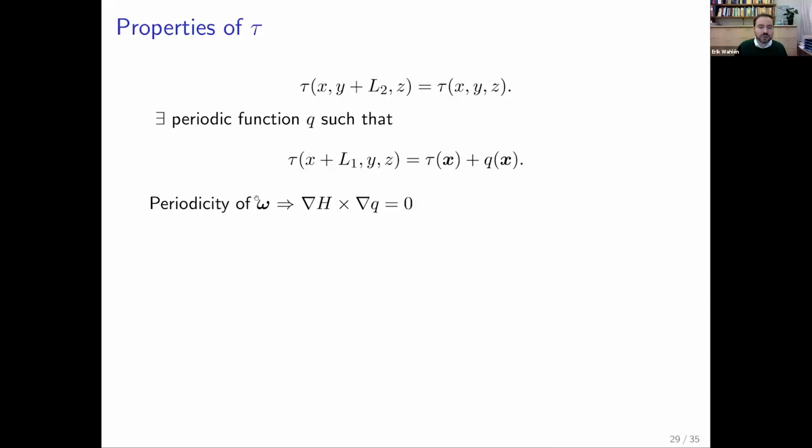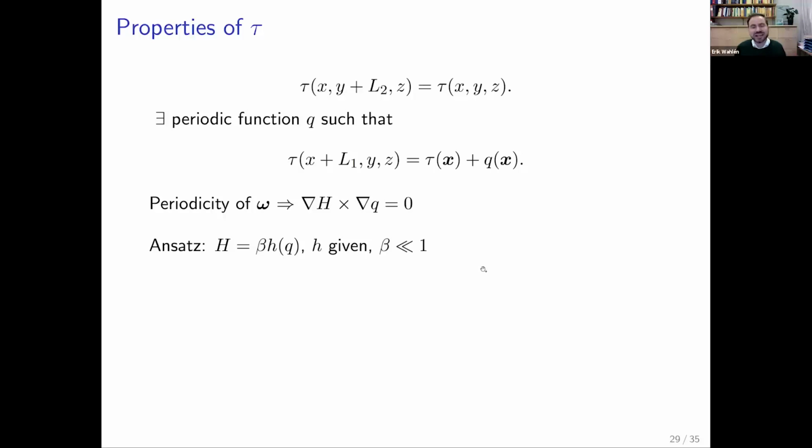And in order for omega to be periodic, it turns out that this condition is necessary: the gradient of q has to be parallel to the gradient of h. So then it's natural to make the same ansatz as Lorentz, namely to assume that h and q are functionally dependent. And for technical reasons, I will assume that h is equal to beta times h, where h is a given function and beta is small.